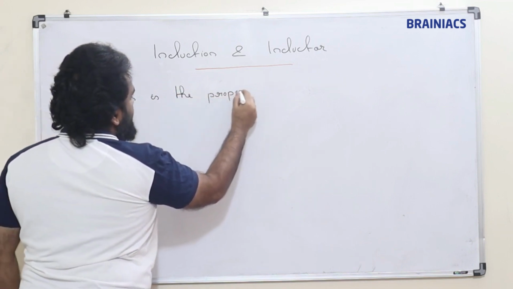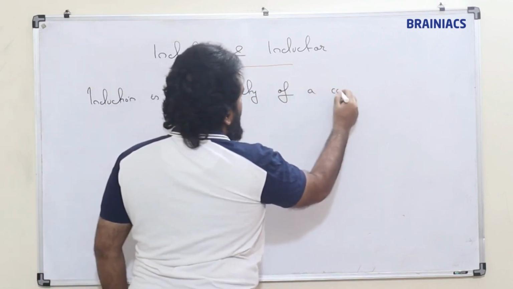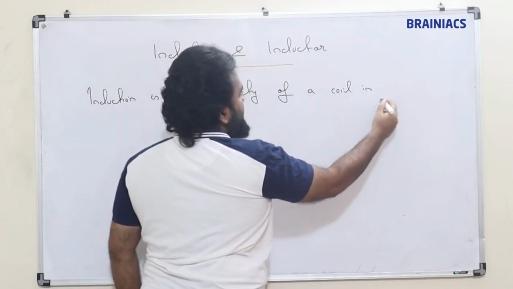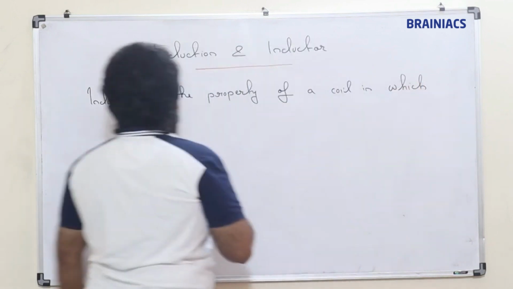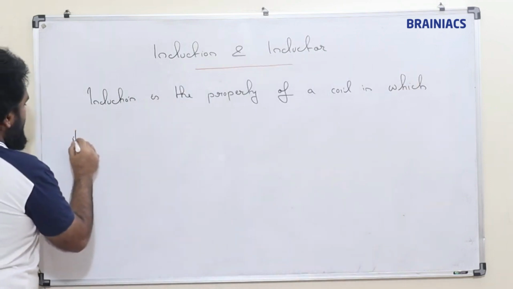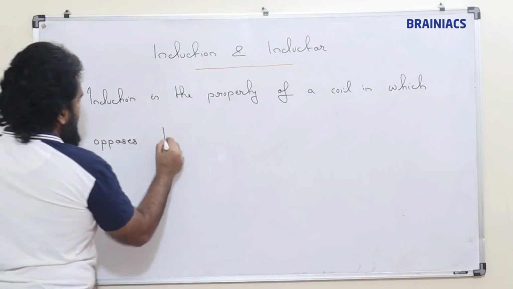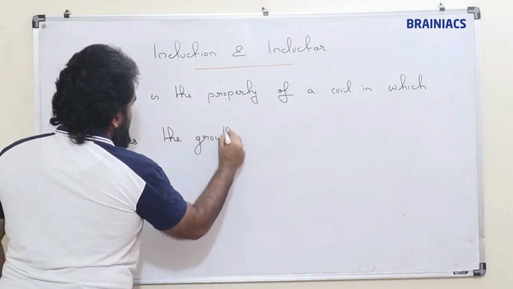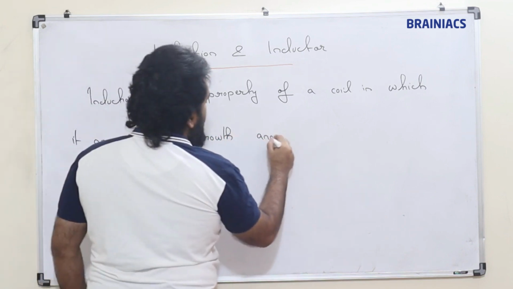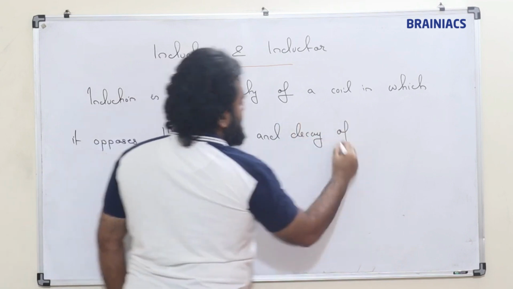property of a coil in which it opposes the growth and decay of current.